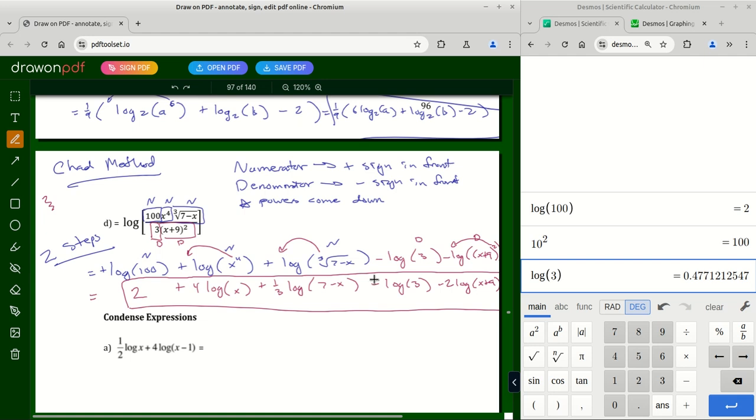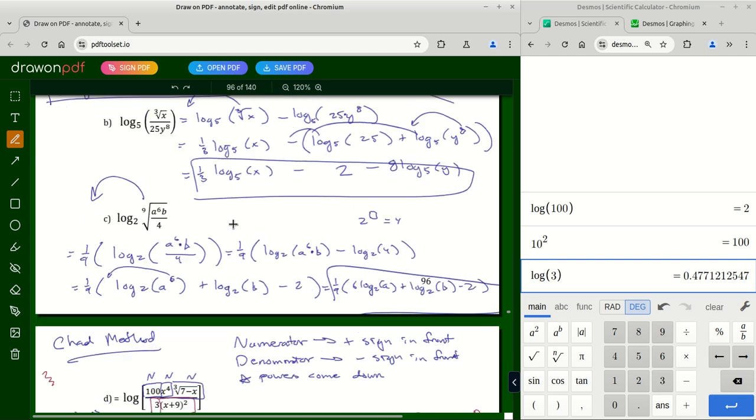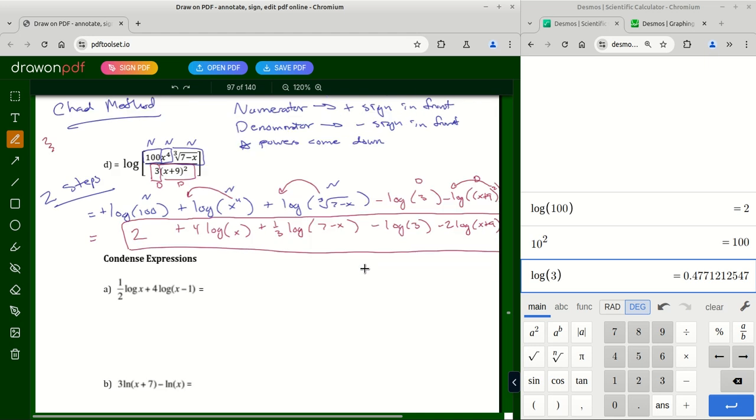And yes, it does work on all these other problems as well. I would say this one's a little bit on the tricky side at first, but it definitely makes this problem a lot better. You would not mess this problem up at all. Okay, so there's your Chad method. We're going to do the same method going backwards now. Essentially, when it says condense, they mean to go backwards.